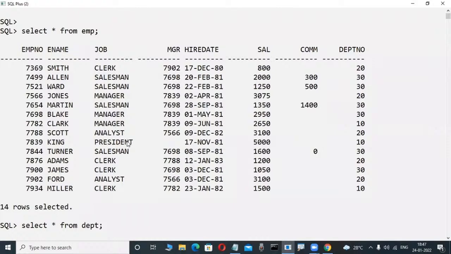Interesting purpose only. Which one is a master table? Which one is a child table? In these two tables, one is master, one is child. They are telling only in our Oracle Corporation. Now here, very important. Very good.